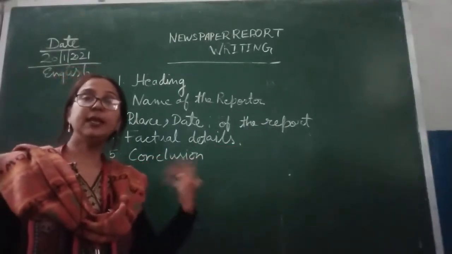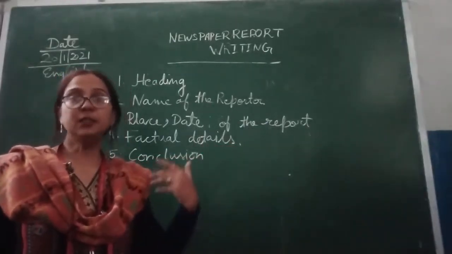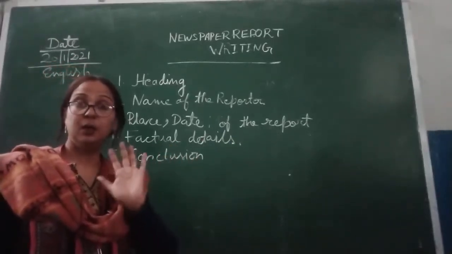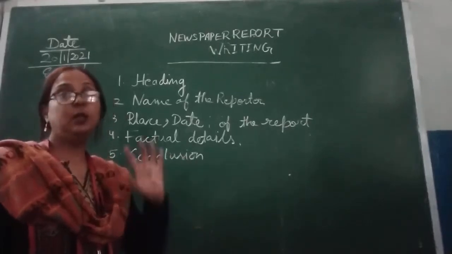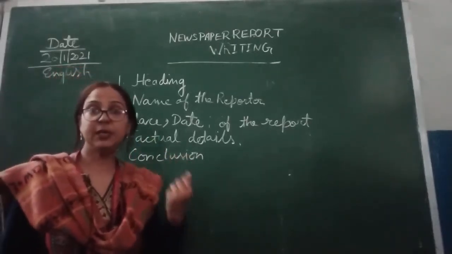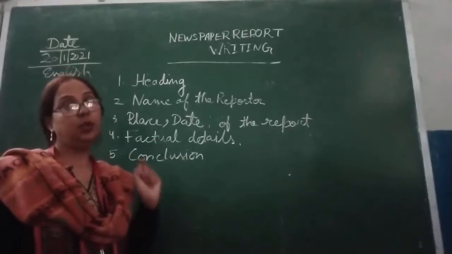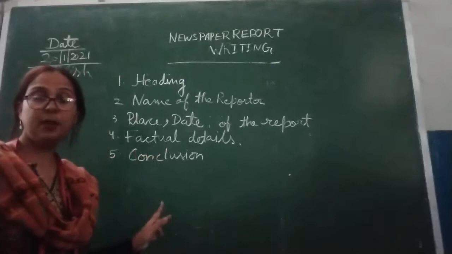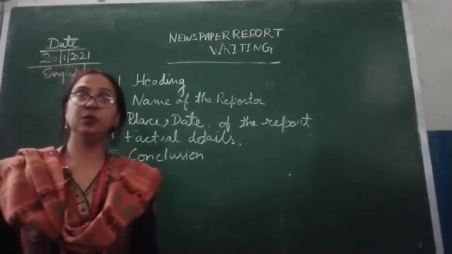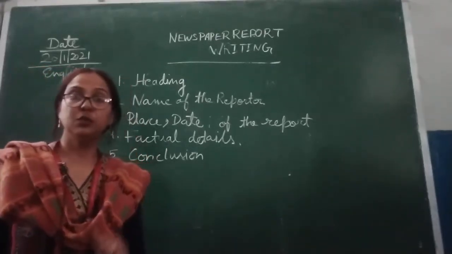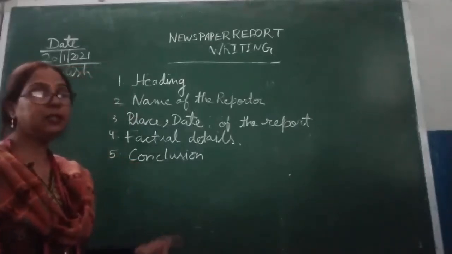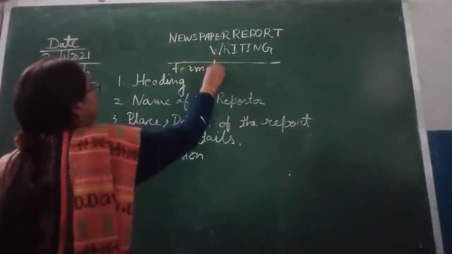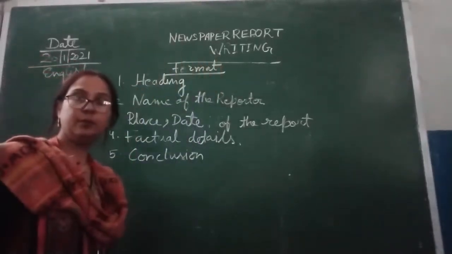You will get the information from the police and the judiciary, and you can mention it if you have it. Don't make any story about that. If you have the factual details about this incident, only that you will write in the newspaper report. So these formats you have to keep in mind always whenever you are writing a newspaper report. So children, be very particular about that. This is the format of writing a newspaper report. Okay children?